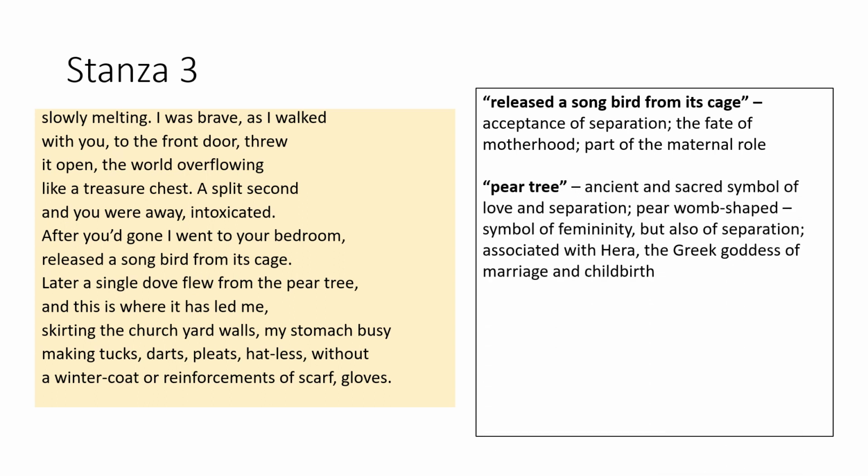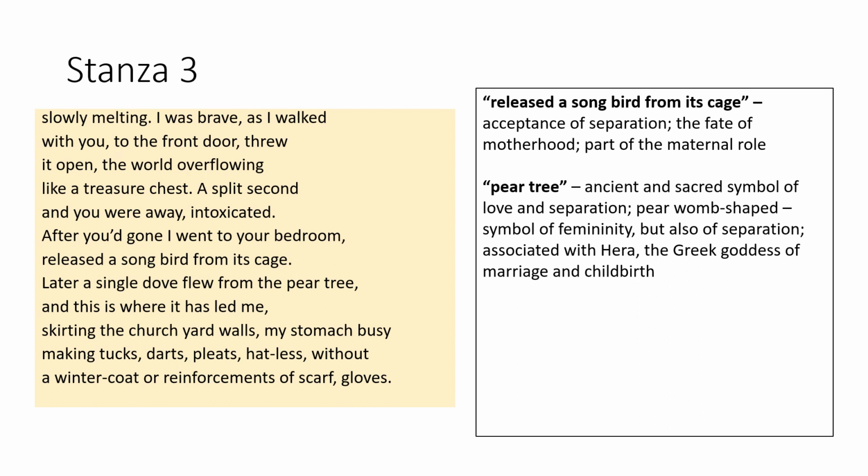The pear tree is a really interesting symbol in this poem. She says, a single dove flew from the pear tree. The pear tree is an ancient and sacred symbol of love and separation. The pear was seen as womb-shaped. It is therefore a symbol of femininity, but also of separation because of the realization that the womb must be separated from the body in order to give birth.